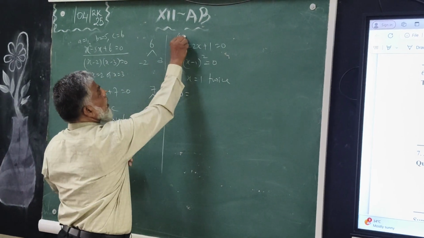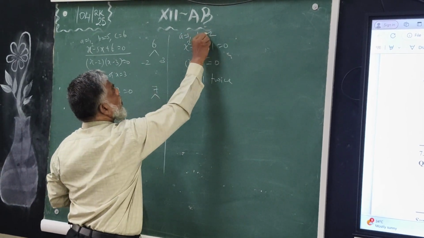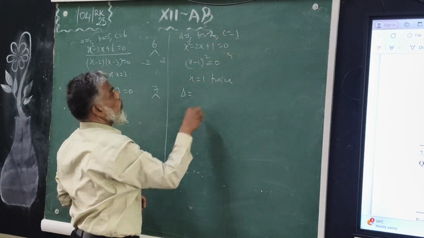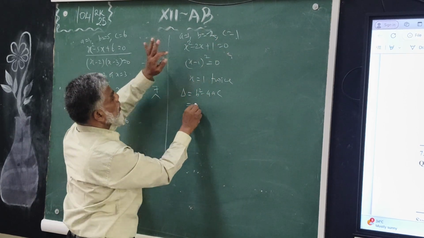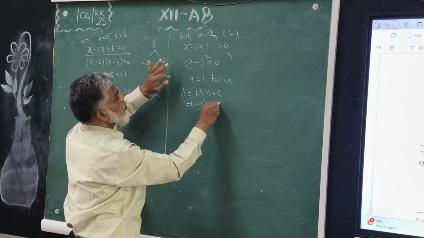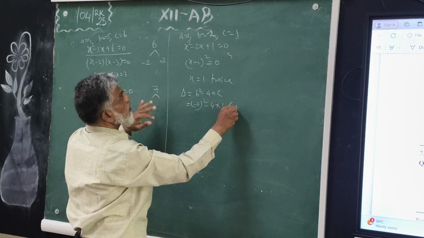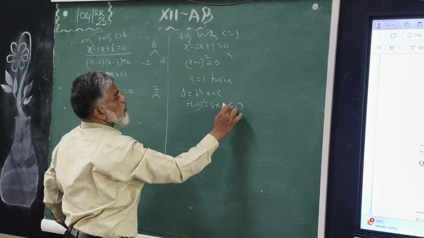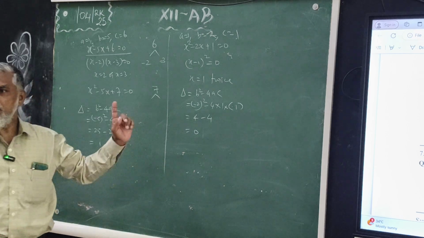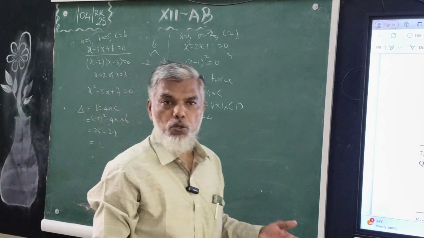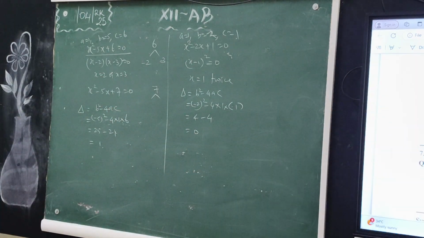So what is discriminant here? What is a? a equal to 1, b equal to minus 2, c equal to 1. b square minus 4ac. What is b? Minus 2 the whole square, minus 4 into a is 1, c is 1. So answer 4 minus 4, 0. So discriminant is 0, na? How many roots? Only one root instead of 2 roots.